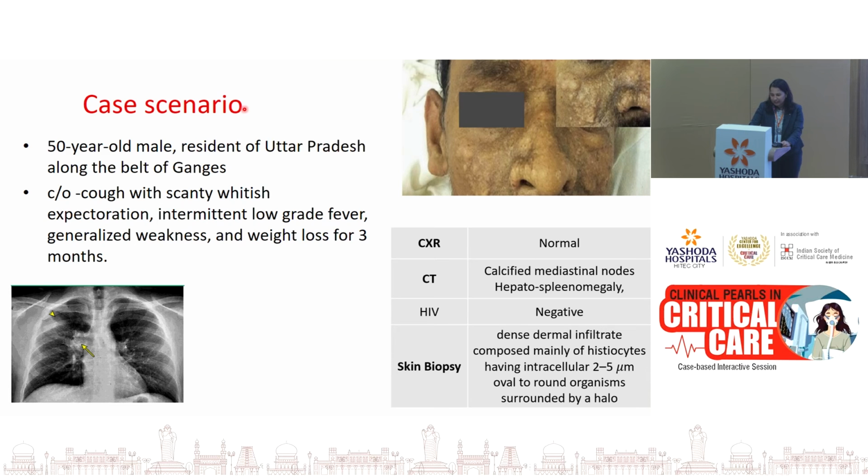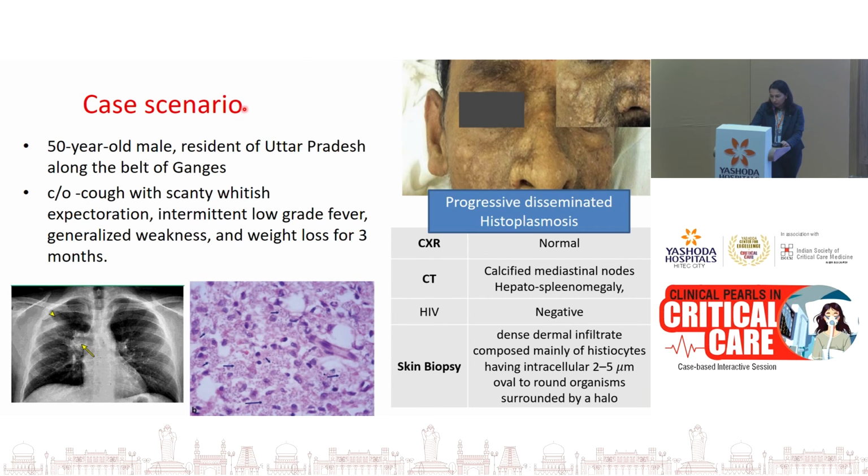He was HIV negative, and the skin biopsy of the lesions on the face showed a dense dermal infiltrate and multiple histiocytes, and intracellular organisms were seen of about 2 to 5 micron, surrounded by a halo. So what would be your diagnosis in this case? It was a case of histoplasmosis.